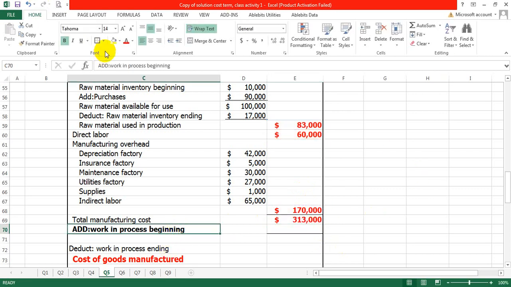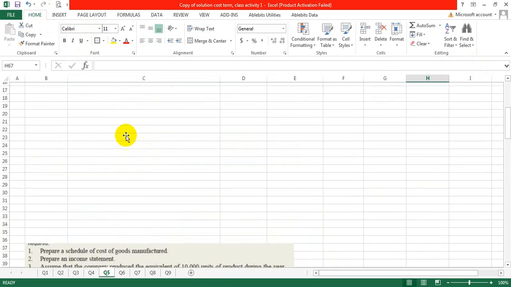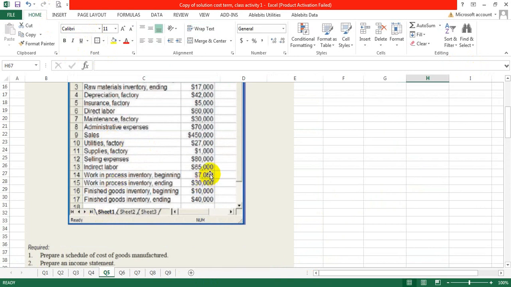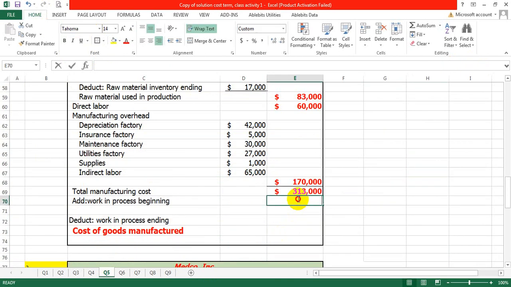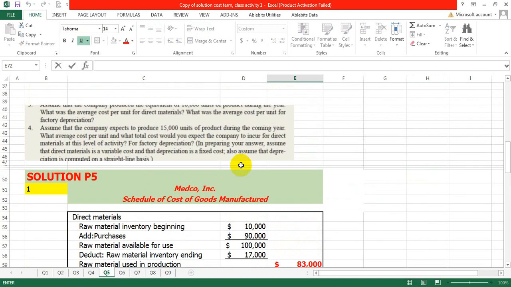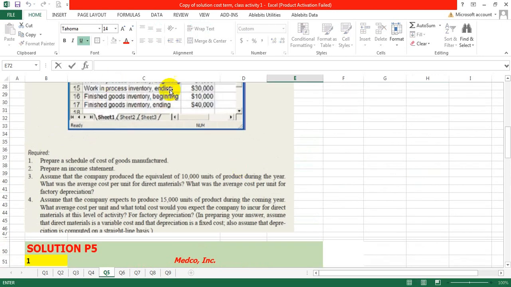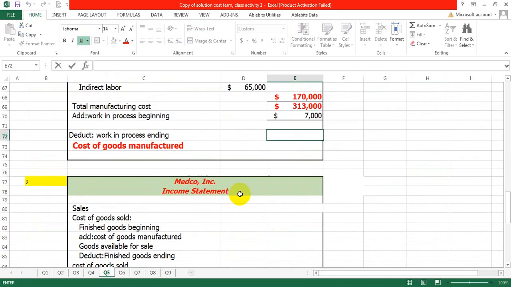Okay, what is the value of WIP beginning? We can check from the question. WIP beginning value is, I think, 7,000, and yes, 7,000, and ending WIP is 30,000. So we will take 7,000 from here and deduct WIP ending, 30,000.